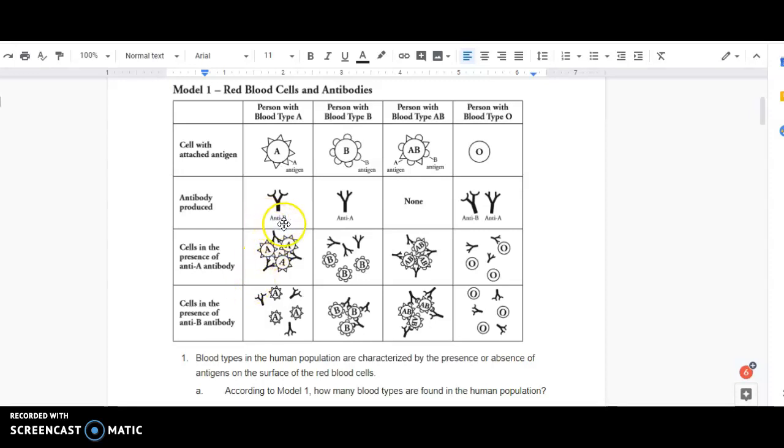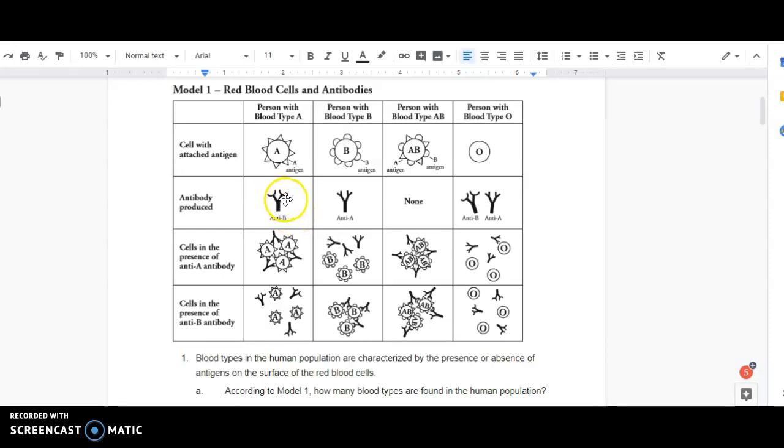With anti-B antibodies that are made by someone with A blood type, you can see that they have these little half moon structures. Since A blood cells have spikes and these have this little round structure, these antibodies are not made to attach to these A antigens. The shapes do not match up. And that's good. We do not want to make antibodies that attach and attack our own cells.